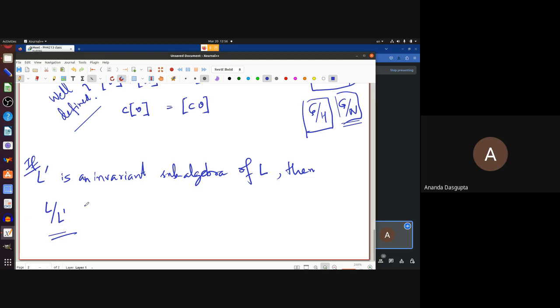But how would you make this into a Lie algebra? You already know it's a vector space, right? To make it a Lie algebra, what would you need to do? You need to define a Lie bracket. That is, take X, an element of L, where X is not an element of L, by the way. The square bracket of X is an element of L by L prime, the equivalence class. And again, what does it mean? X and X prime are in the same equivalence class provided X minus X prime belongs to L prime.